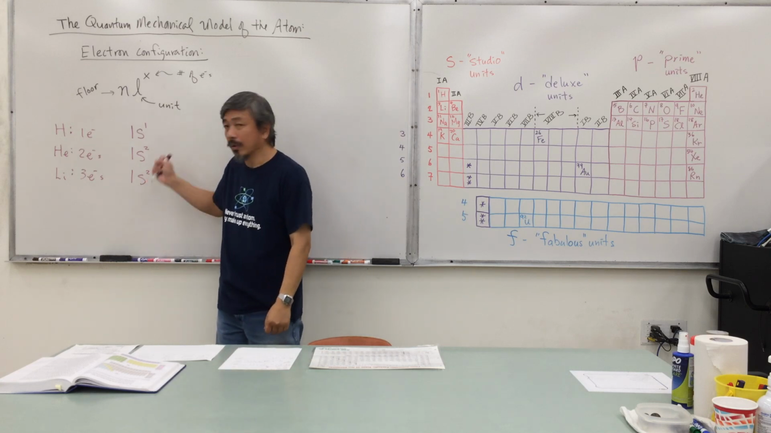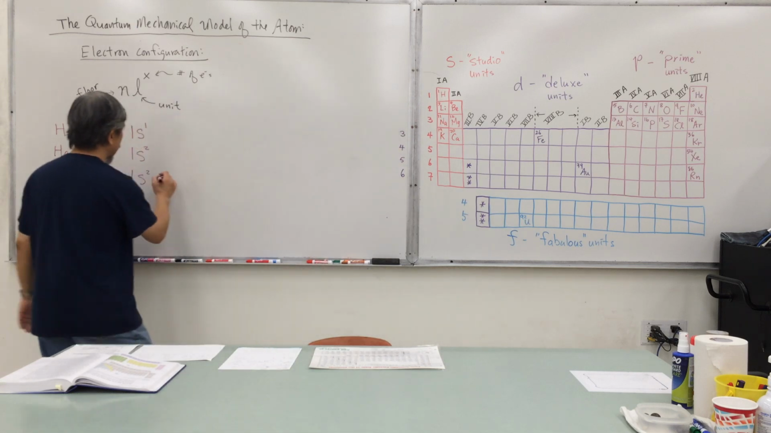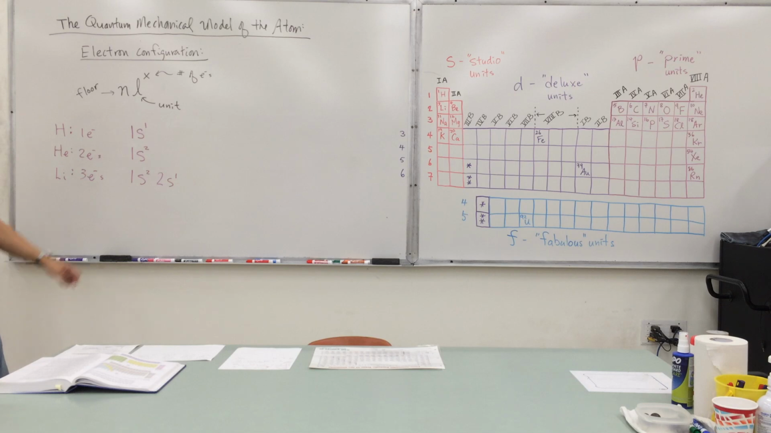But as it turns out, I need one more. So where do I put it? I put it in the next floor. And the next one comes in 2s. And I'm going to put 1 electron in there. And so when you add it up, 2 plus 1 is 3. That gives you back the 3 electrons that are associated with your lithium. And so on and so forth.